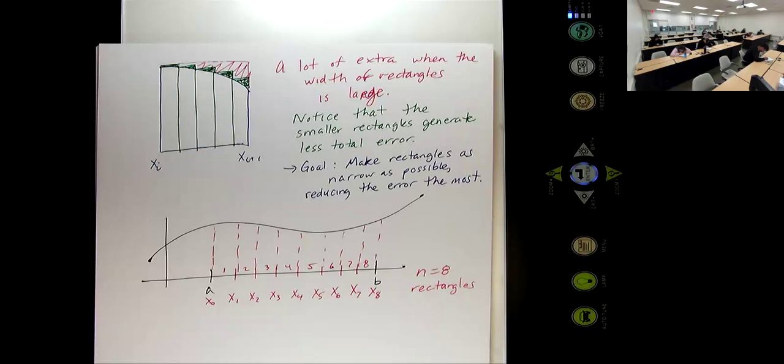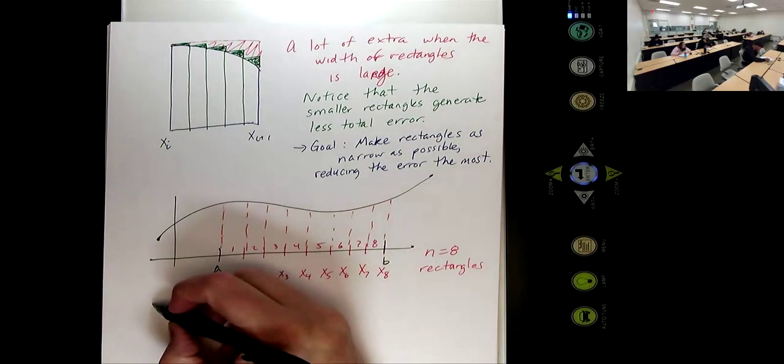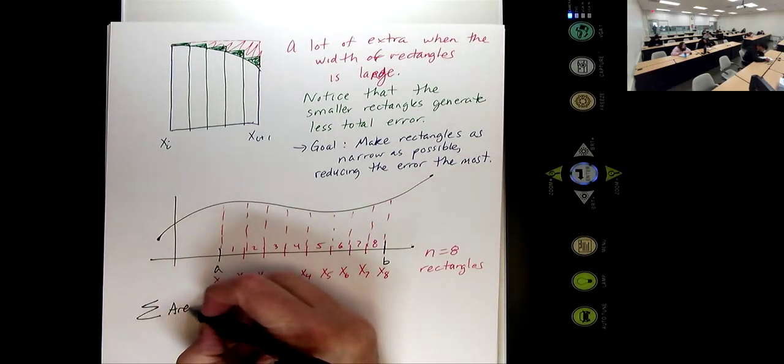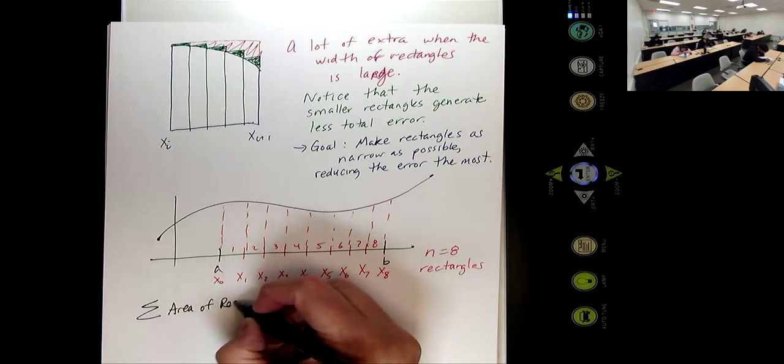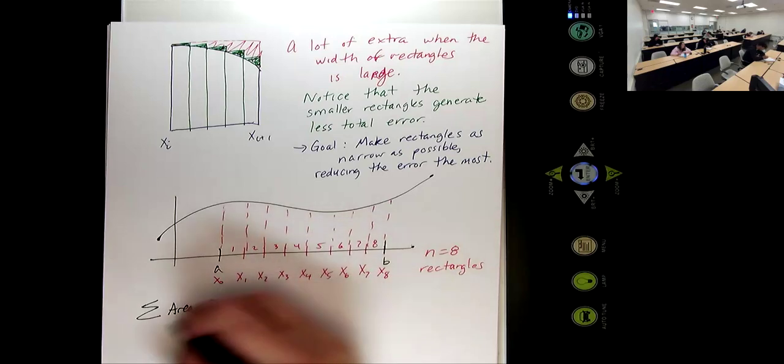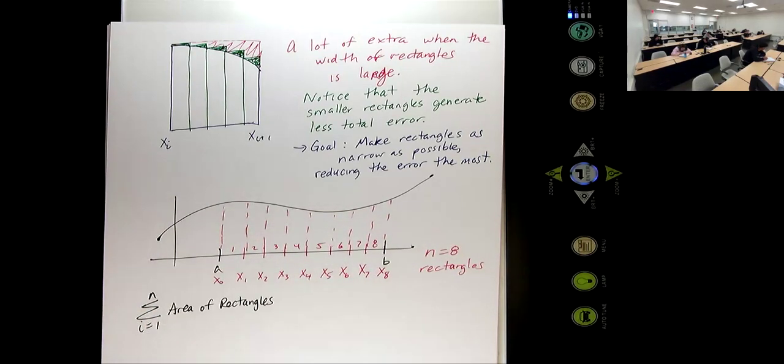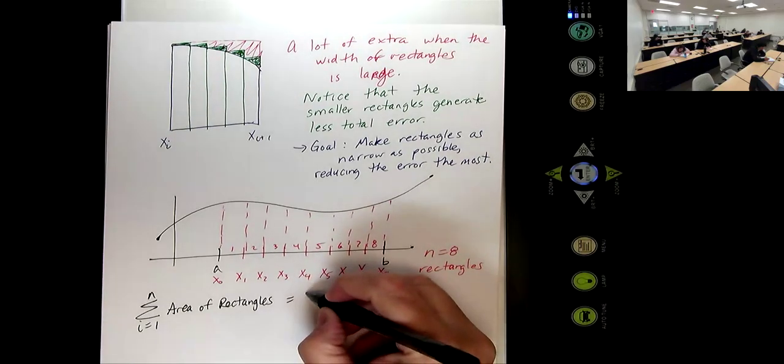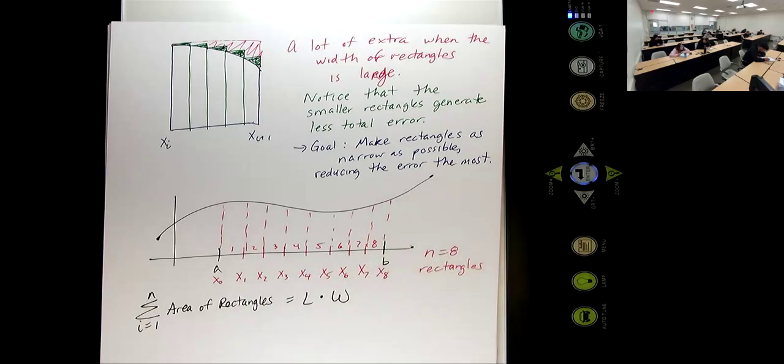Now, if we're adding up these rectangles, adding up allows us to do summation. So we want to add up the areas from i equals 1 to n. Does that make sense? Everybody on board with that idea to get the area underneath the line? Well, the area of each rectangle is the length times the width, so we need to figure out what those are in terms of the picture.